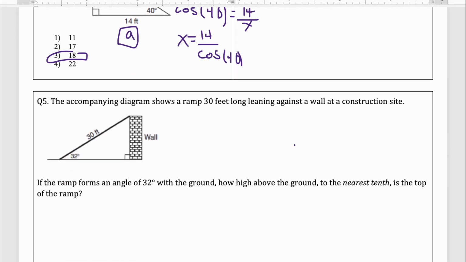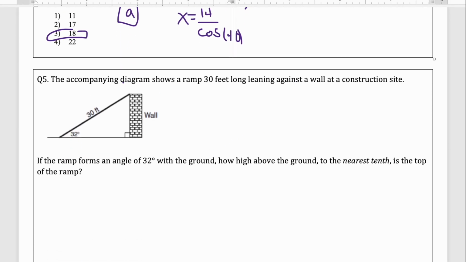Okay, number 5. The accompanying diagram shows a ramp that's 30 feet long, leaning against the wall at a construction site. So this ramp is 30 feet long. If the ramp forms an angle of 32 degrees with the ground, how high above the ground to the nearest foot is the top of the ramp?